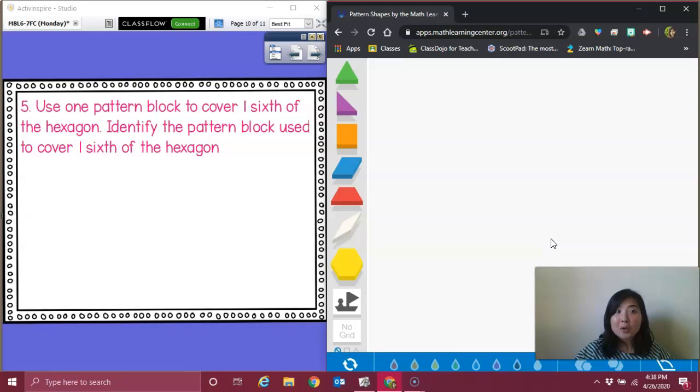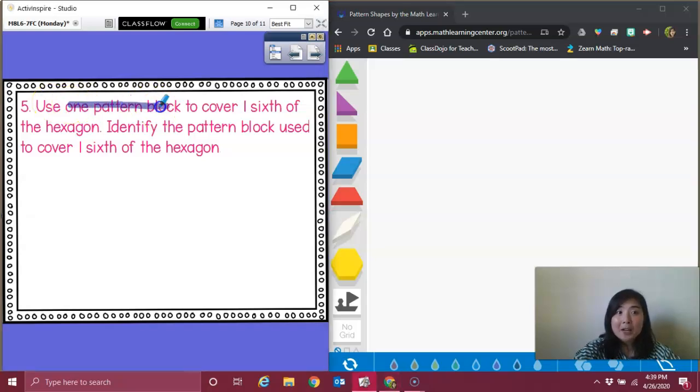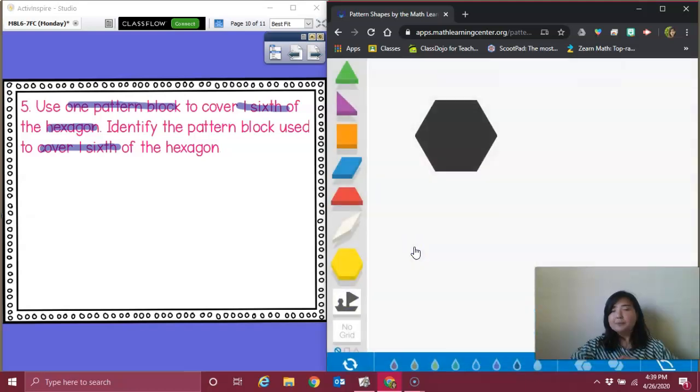Identify the pattern block used to cover 1/6 of the hexagon. Well, the question tells me to use 1 pattern block to cover 1/6 of the hexagon, and I need to figure out the pattern block used to cover 1/6. So let me get the outline of my hexagon. And friends, it says I need to cover 1/6. So I need to figure out the shape that would fit in this hexagon 6 times. I'm going to go ahead and try this triangle and see if it works.